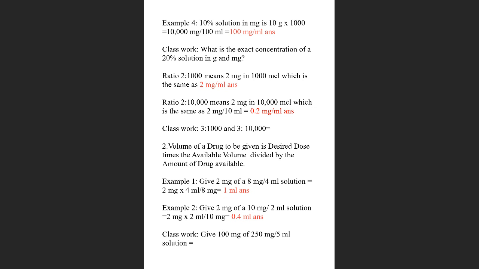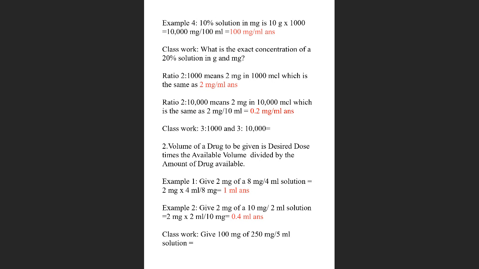Now, when you have a problem like this, milligrams will cancel out milligrams, so your answer can only be in mils. Right? So 2 4s is 8. 8 divided by 8 is 1. So we would draw up 1 mil of the 4 mil solution to give 2 milligrams. That's example 1.